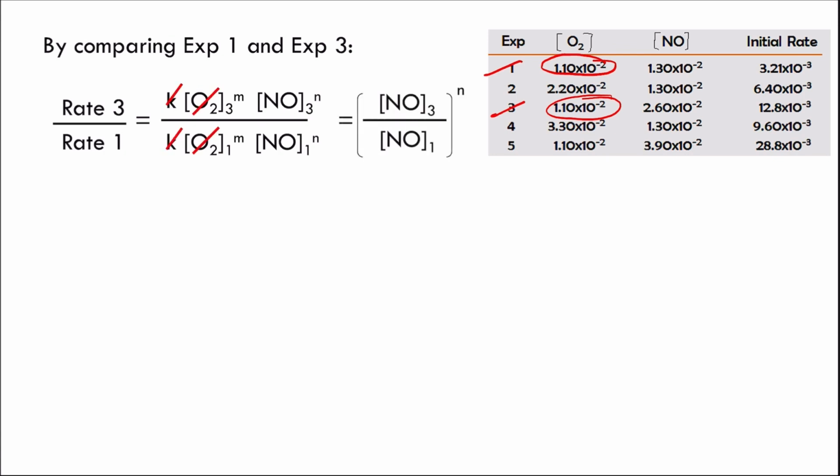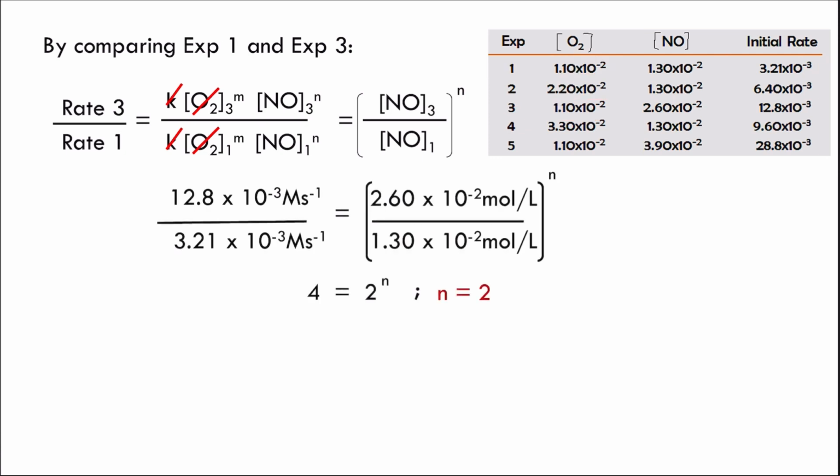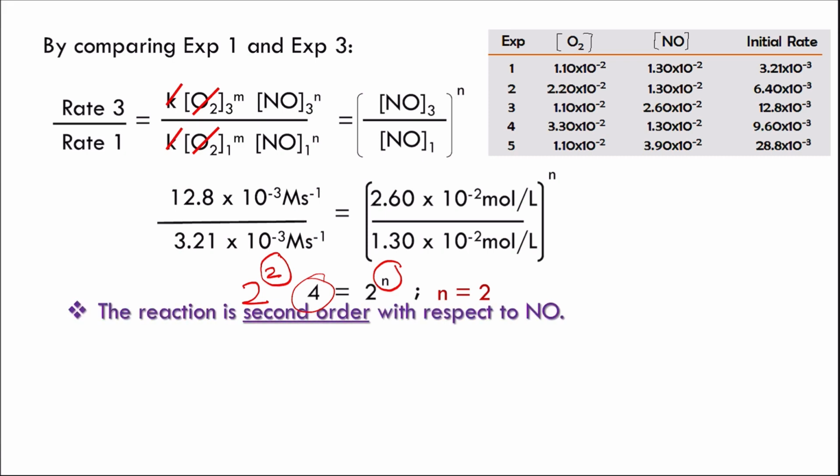Yang tinggal adalah this one. So now I put all those value yang kita nak untuk eksperimen 1 and 3. And then press my calculator, I will have 4 equals 2^n. So n equals 2, sebab 4 ni kita boleh kecilkan jadi 2 kuasa 2. So that's why n equals 2. And then write the conclusion. The reaction is second order with respect to NO.